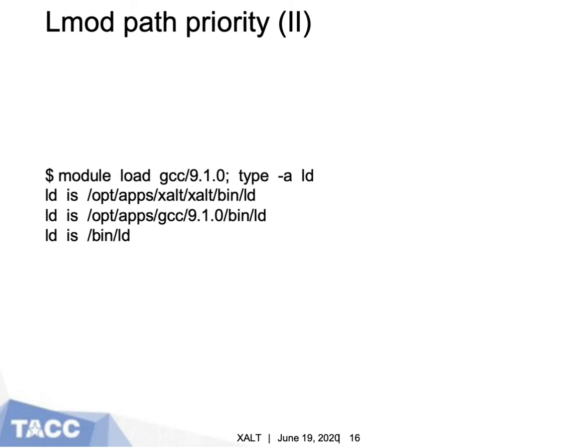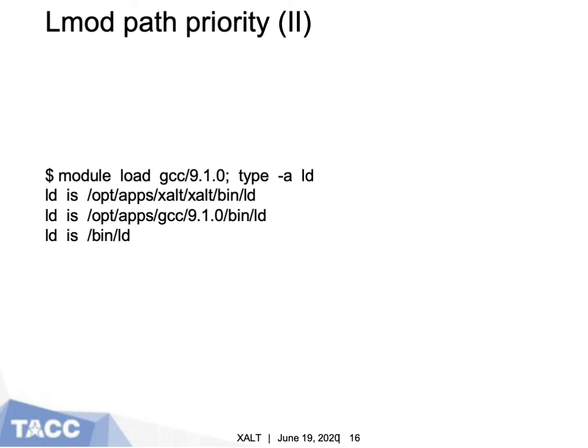If a user then loads GCC without doing anything else, when Lmod reconstructs the path, it puts the XALT bin directory ahead of all the other paths. And so when GCC gets loaded, and now I try to find the lds, it shows that the XALT one is found, then the GCC one, and then the one in /usr/bin. Without this hack in Lmod, it would find the one in GCC before the XALT one.